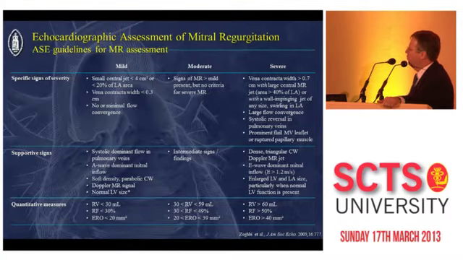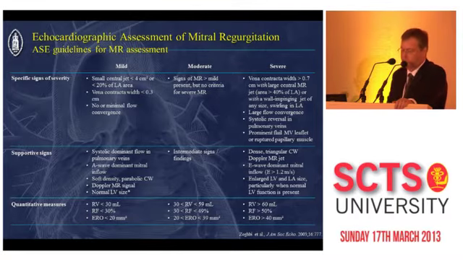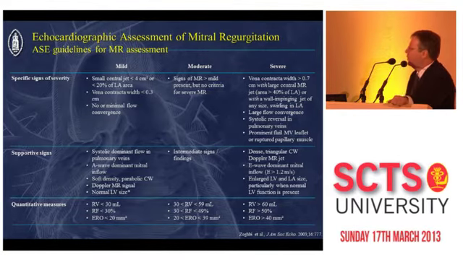And then I quantify the mitral regurgitation using different types of methods, usually the PISA method. And I just would like to remind you that the threshold numbers for defining severe MR are 60 mL of regurgitant volume and 40 millimeters squared of regurgitant orifice area.